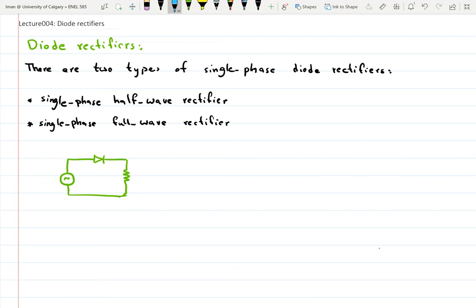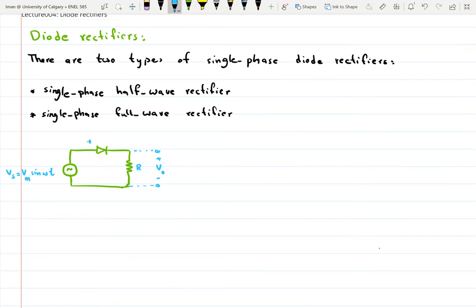Okay, and so this is our Vs being equal to Vm sine of omega t, and let's call this R, and then the voltage across R is V out, and let's say the voltage across the diode would be Vd, and I have my I out as the current through my load. Okay, so this is capital M.